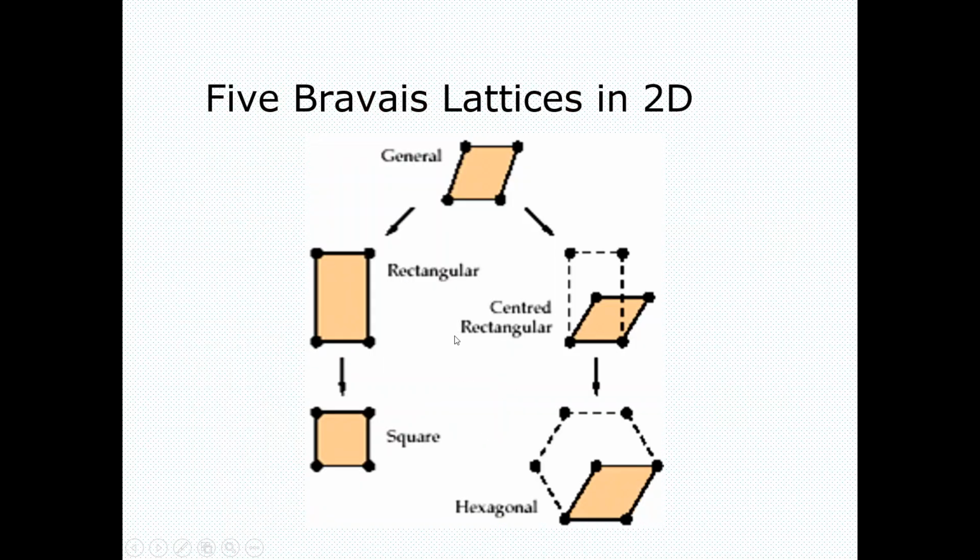Here you can see the Bravais lattices in 2D. This is the general Bravais lattice. If we proceed clockwise, we can transform the general Bravais lattice into centered rectangular, and from centered rectangular we can go to hexagonal. But if we go anti-clockwise, we can go into rectangular, and from the rectangular up to square.